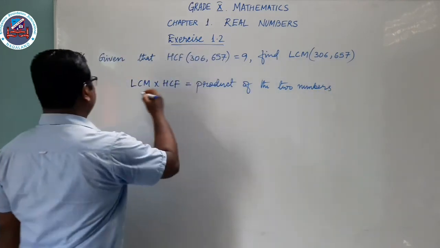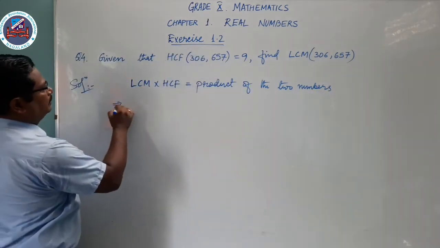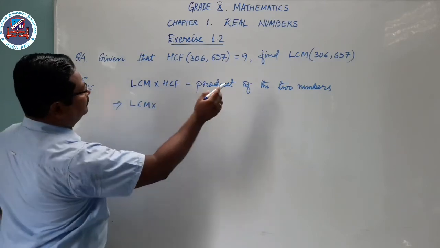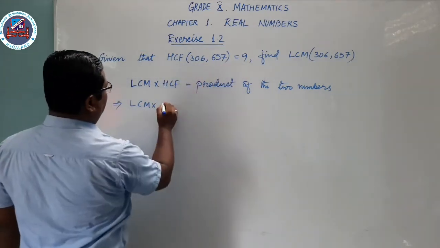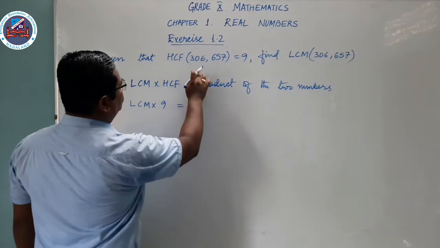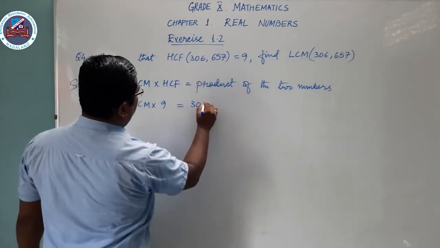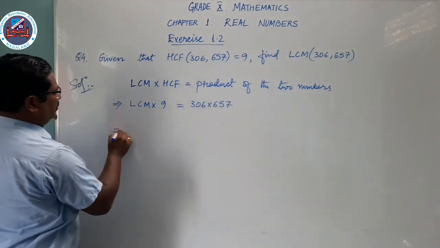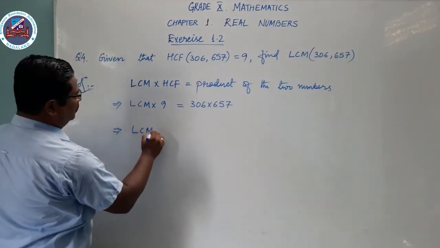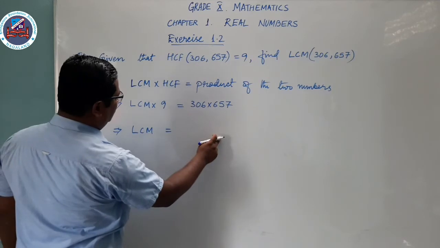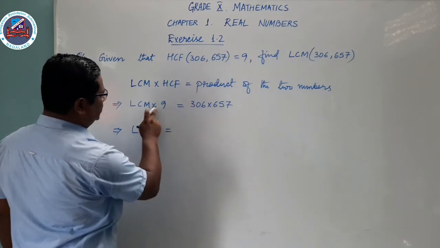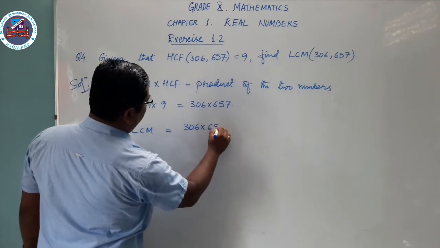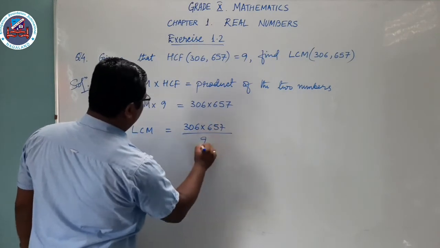So here, the LCM you are going to find out. HCF is given to you, it is 9. So HCF times LCM is equal to the product of the two numbers, which is 306 into 657. From here, if you want to find the LCM, you will bring this number down. The multiplication will become division: 306 into 657 divided by 9.